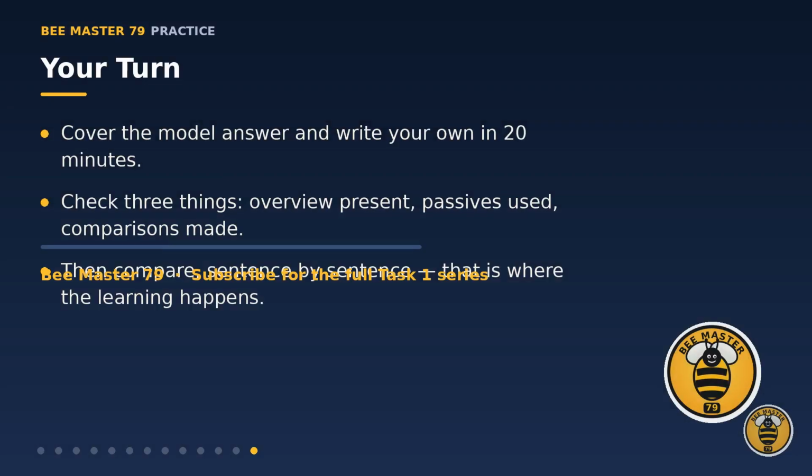Now it is your turn. Cover the model answer, set a timer for 20 minutes, and write your own response to this diagram. Then check 3 things. Is there a genuine overview paragraph? Have you used the passive voice? And have you made the comparisons the question asked for? After that, compare your answer with ours, sentence by sentence. That comparison is where the real learning happens.